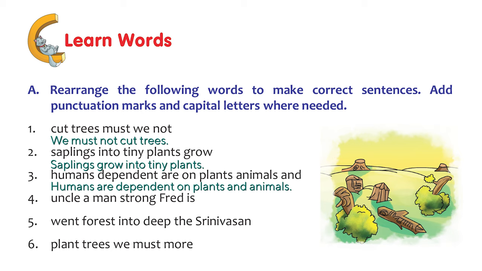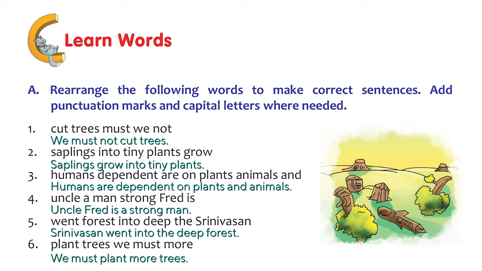Uncle, a man, strong Fred is. Let's write it in the right form. Uncle Fred is a strong man. The fifth one, Srinivasan went into the deep forest. That's the correct way. And the last one, we're going to change it into we must plant more trees.